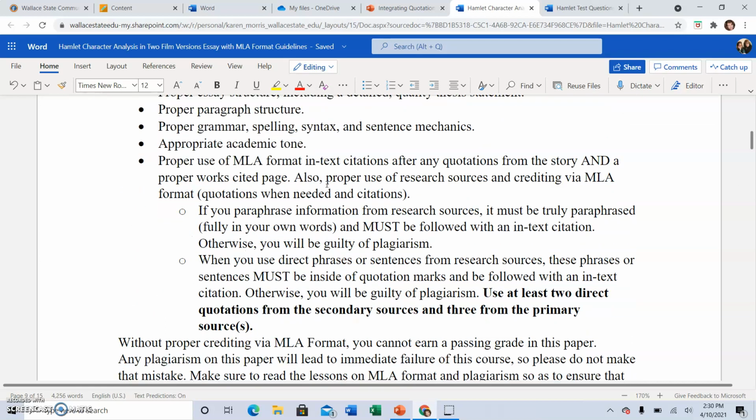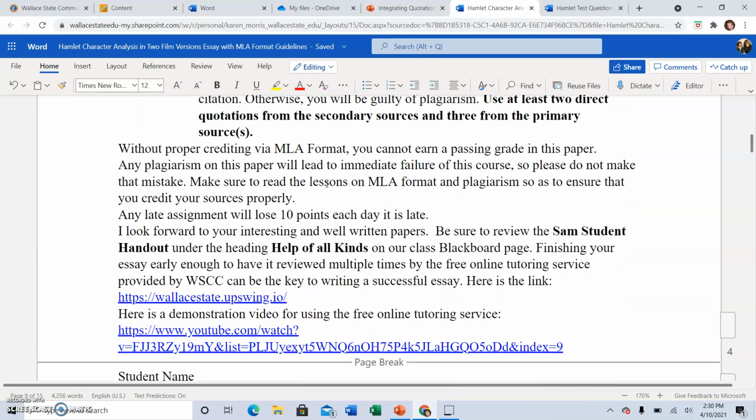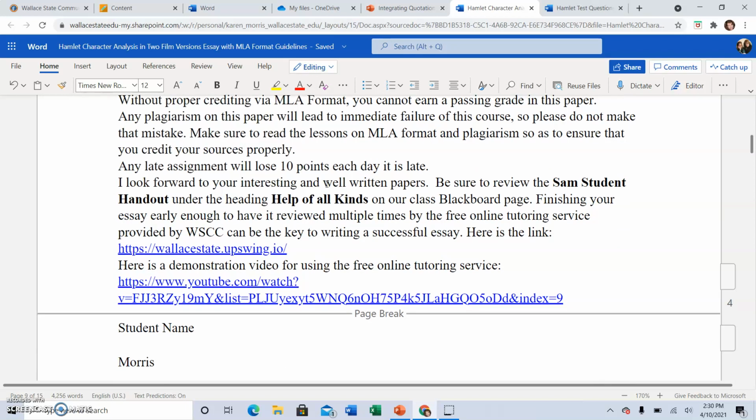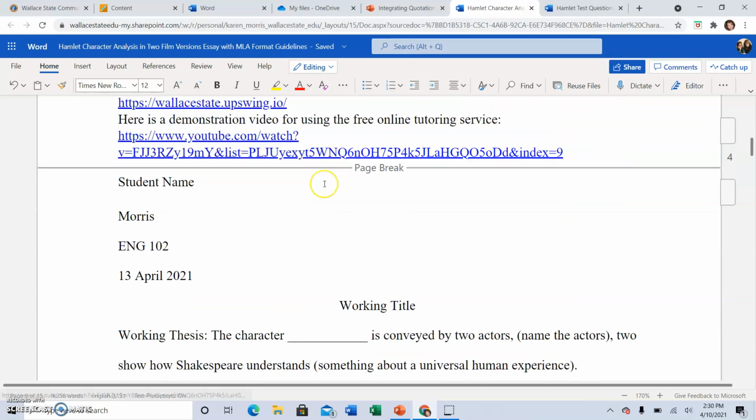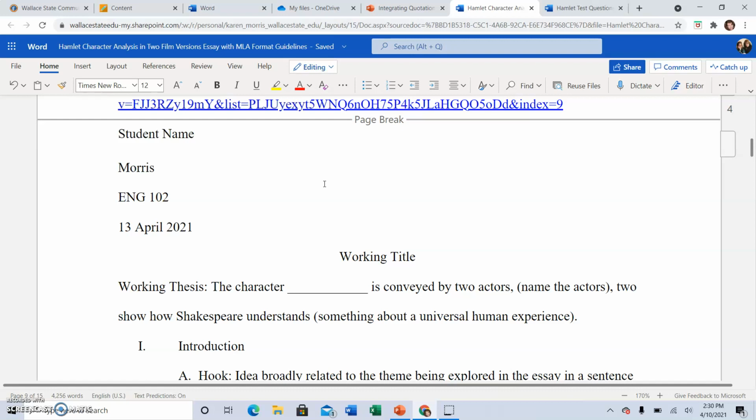If you are struggling with any of those things, please go see the tutors. They are free. You can use the tutors online, or you can go in person. And I have posted that information under Help of All Kinds on our Blackboard page and also in the handout. So in multiple places you have access to sources that will help you find out how to get some help with your essay.